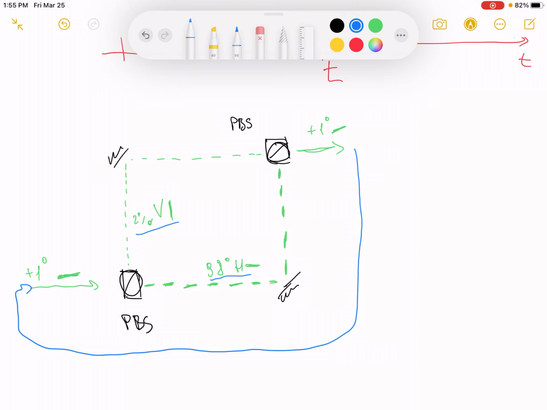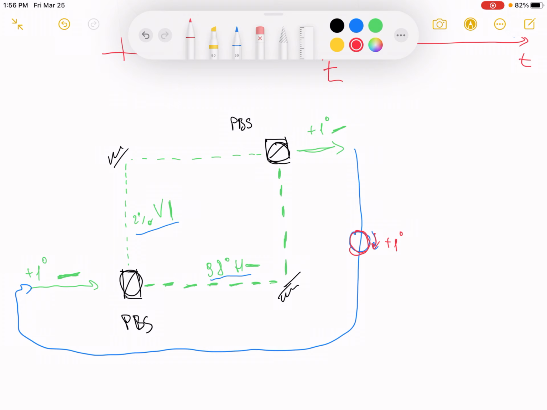But now, an interesting thing. What happens if we apply a polarization rotation on it? I draw it in red. A polarization rotation by plus 1 degree. Try to pause the video and think what happens now.